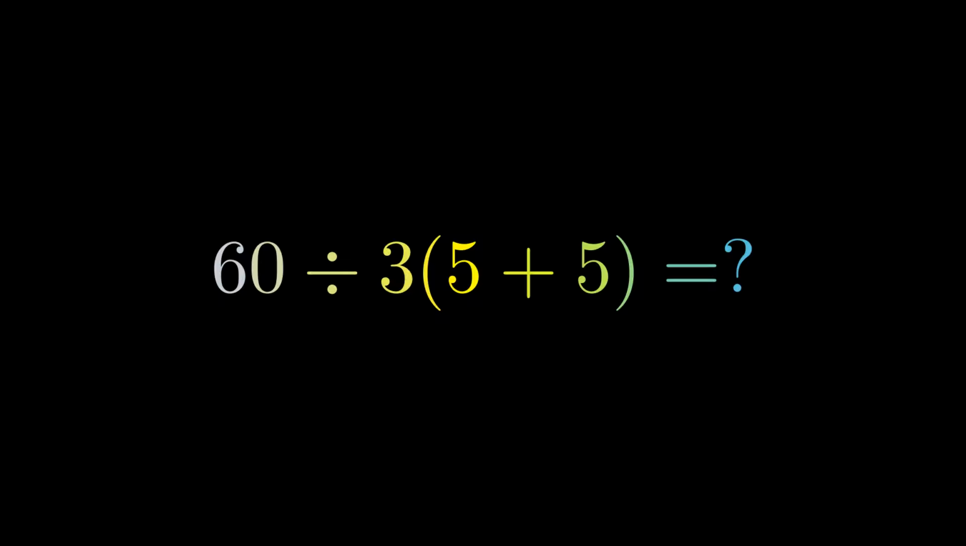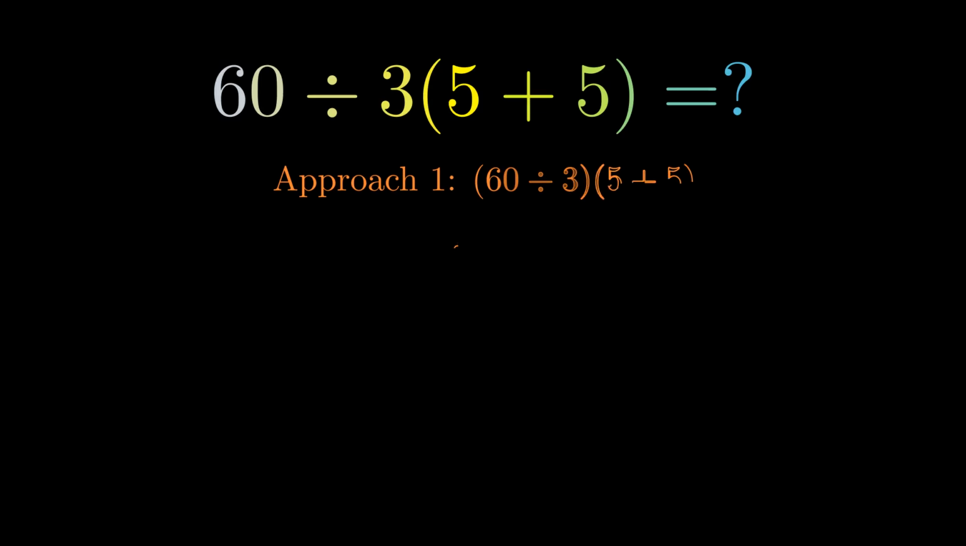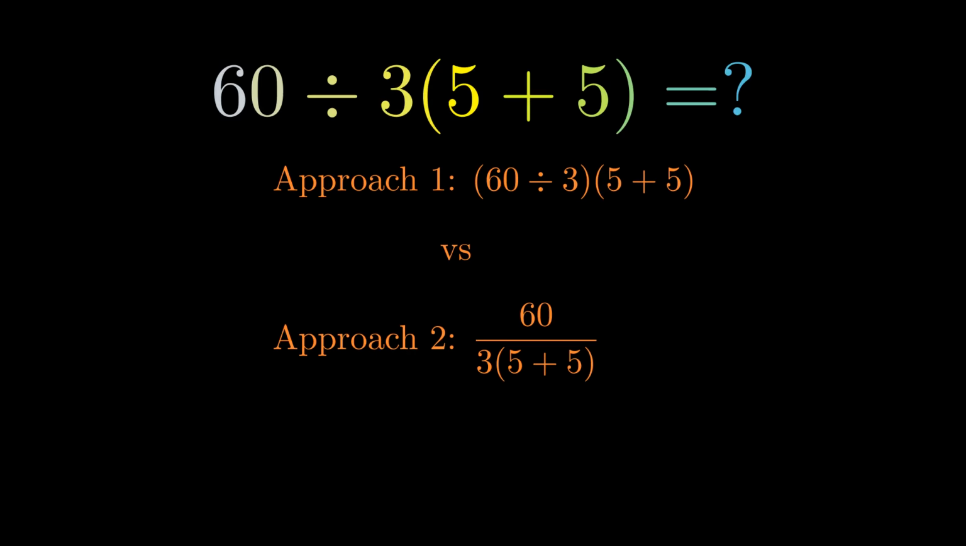Millions of people have argued about this, and it turns out they're arguing about something more subtle than right versus wrong. This is the crux of the debate. The division symbol can be read in two ways. We'll examine both approaches carefully.